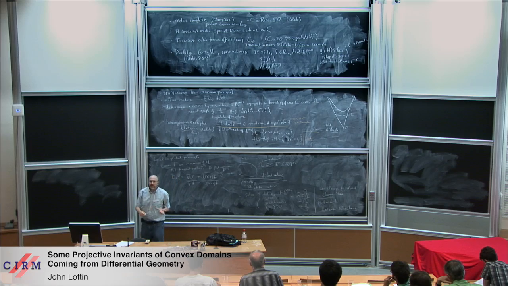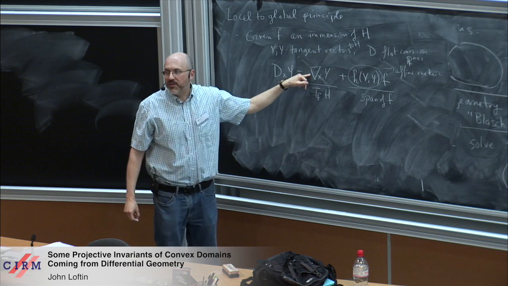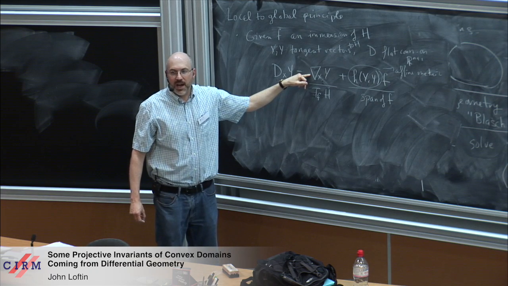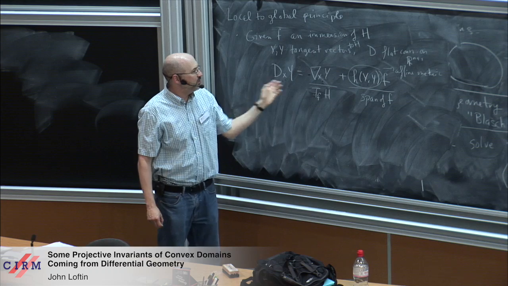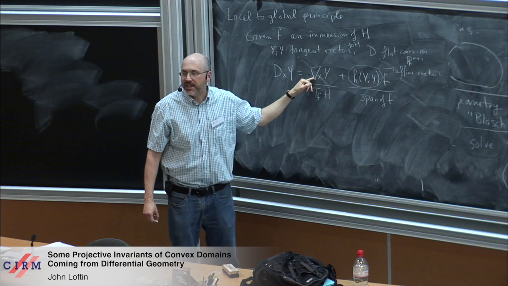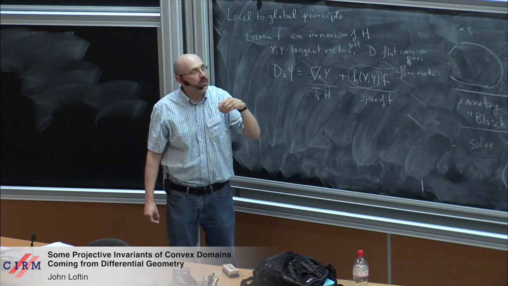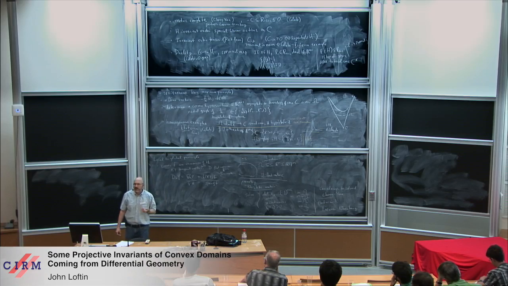Sometimes it's called the affine second fundamental form, because the first fundamental form depends on the Euclidean metric, so it's not really used. And this connection is also an invariant. It turns out, just from the basic properties of this equation, that this connection is projectively flat. And the geodesics of this connection are, when you project them down to Omega, straight lines.